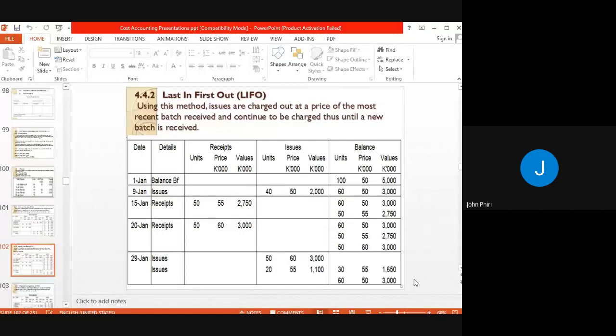You may ask the question: what is this one which we had after deducting 40? So we are going to take that one at 50, which gives us 3,000. Have you seen this? This is like the last born goes first. The first one was first born goes first. Any question so far?